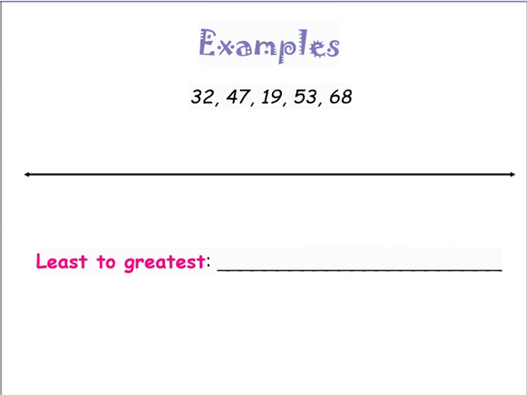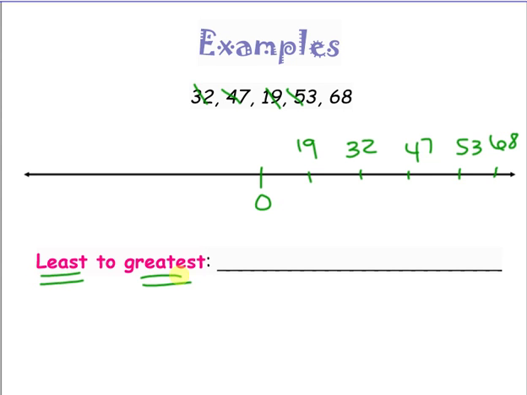All right, let's look at another example. Again, we have all positive numbers, but they're a little bit bigger. I like to put my 0 in the middle so that I know where to start. All right, so let's see. What's going to be the closest one to 0? 19, and then 32, 47, 53, and 68. Okay, now they're asking me least to greatest, smallest to biggest.